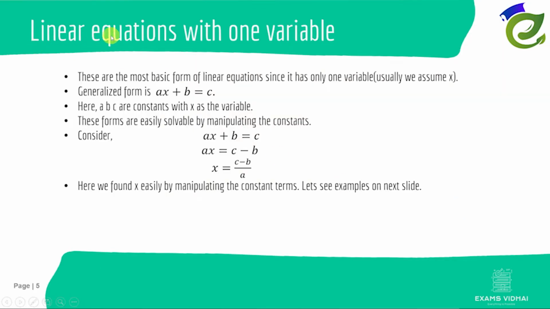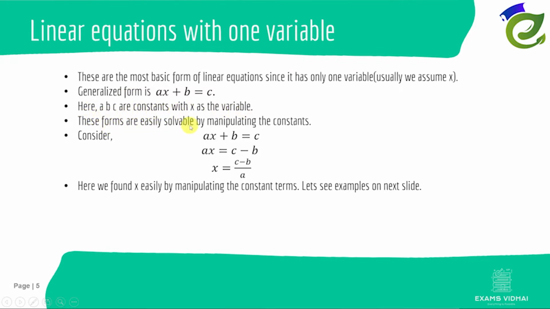So now let's see linear equations with one variable. These are the most basic form of linear equation since it has only one variable. Usually we assume x. It's not exactly generalized, but it's very easy to do this because most of the problems consider x. The generalized form can be written as ax plus b equals c. As you can see, there are no more variables. The first definition of linear equation is power is 1. So the variable we are having here, its power is 1. And the next one is with one variable. There are no more variables because a, b and c are constants. So the only variable here is x. Here a, b, c are constants, x is variable.